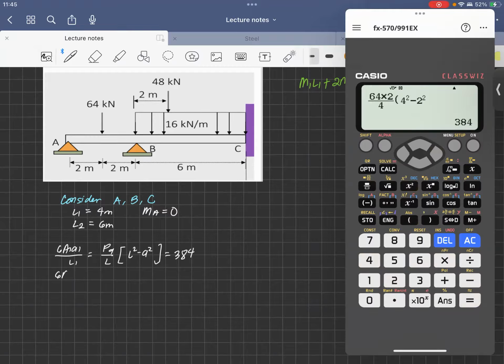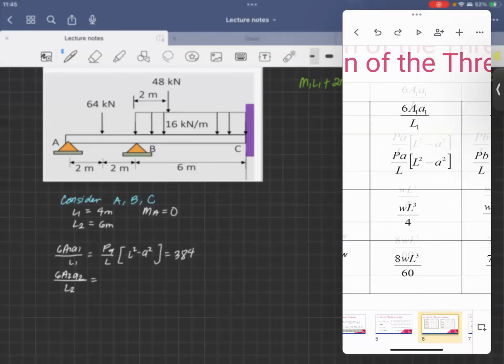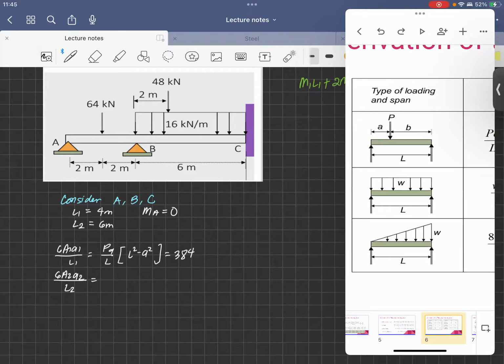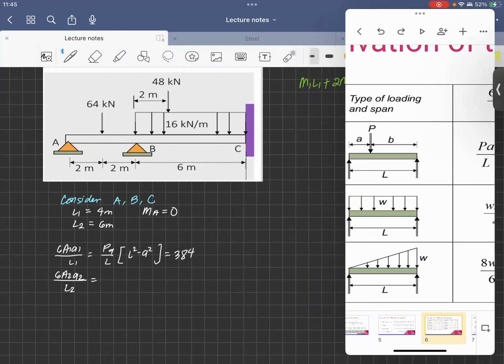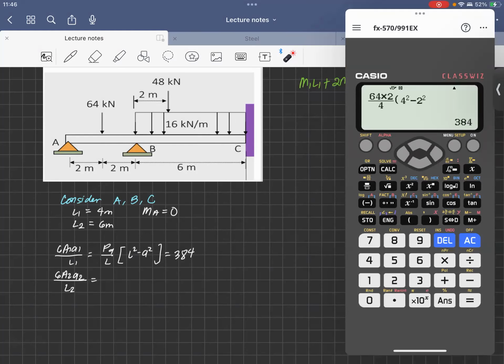Then your 6A2, A2 over L2 is equal to just, it's PB lang. Yun lang naman yung difference, no? So, PB over L or yung nasa right side. No, ang A po is yung nasa left, no? PA, PB is yung nasa right. So, nagkataon lang dito sa example na to, meron tayong parehas na value. So, we would have the same value. Magiging pa din siyang 64 times 2 over 4 times 4 squared minus 2 squared.